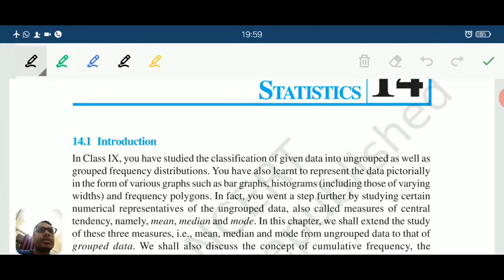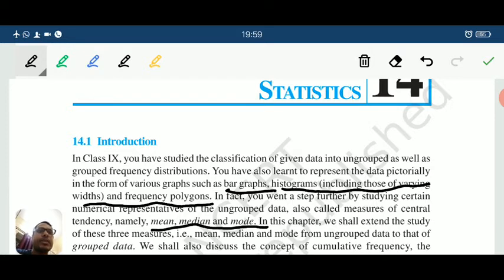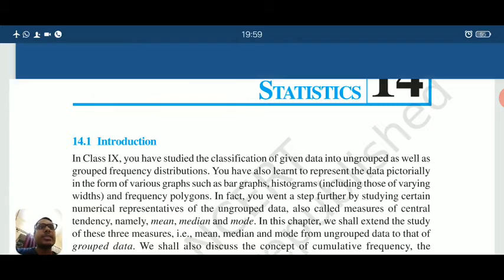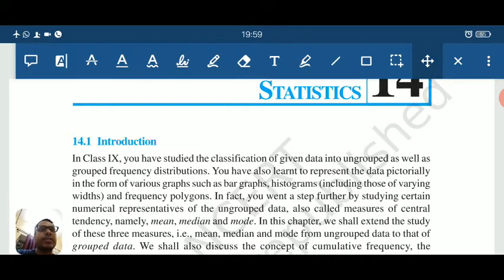We have used bar graphs, histograms, including those of varying widths, and frequency polygons. Apart from that, as I said earlier, mean, median and mode are the measures of central tendencies. So this is all we have done in our previous classes.